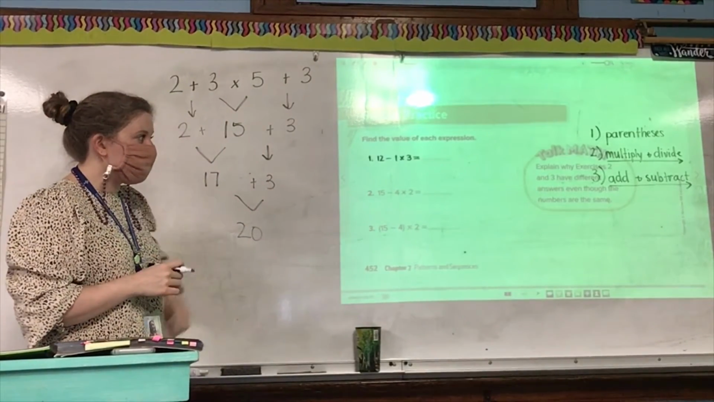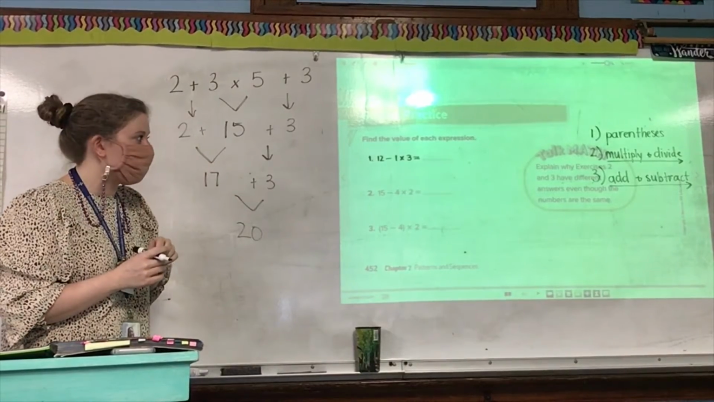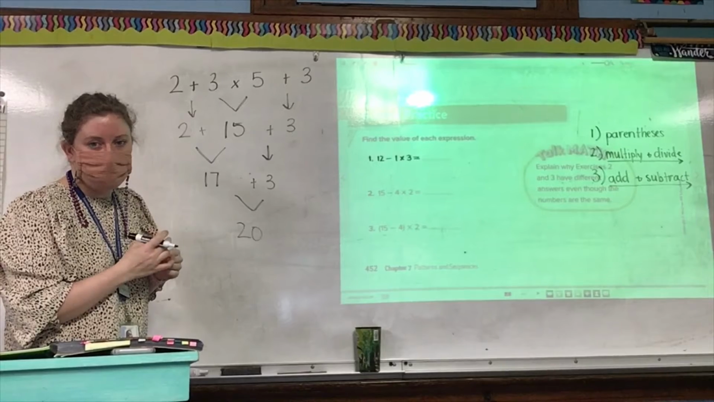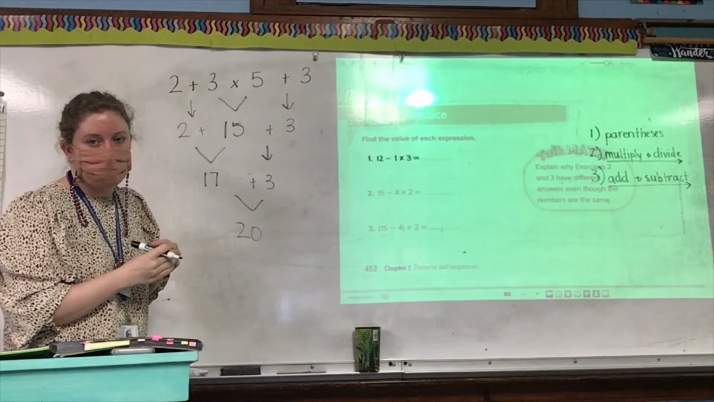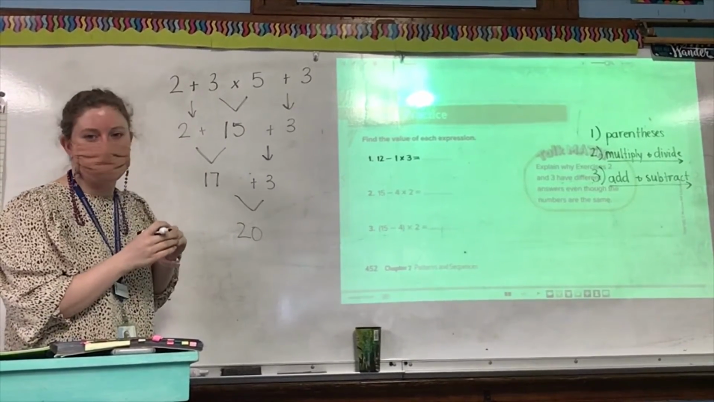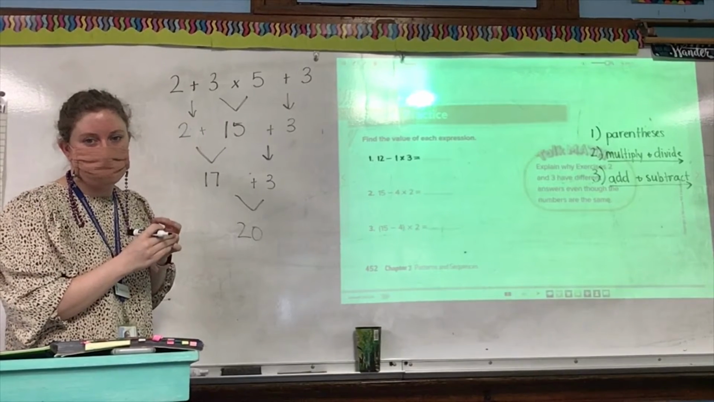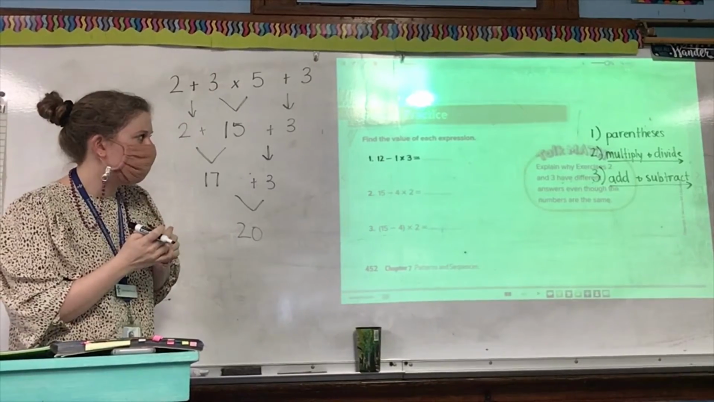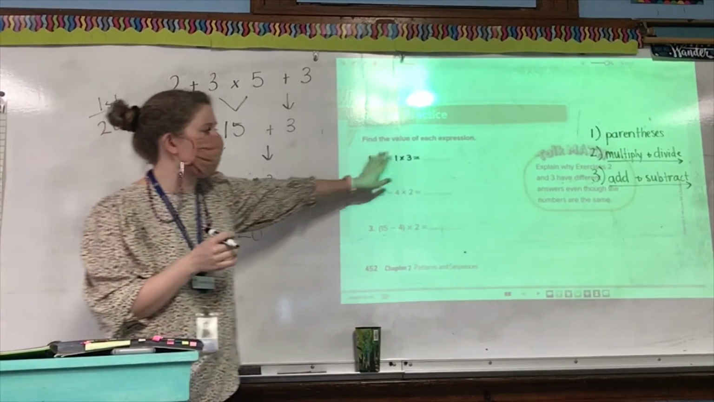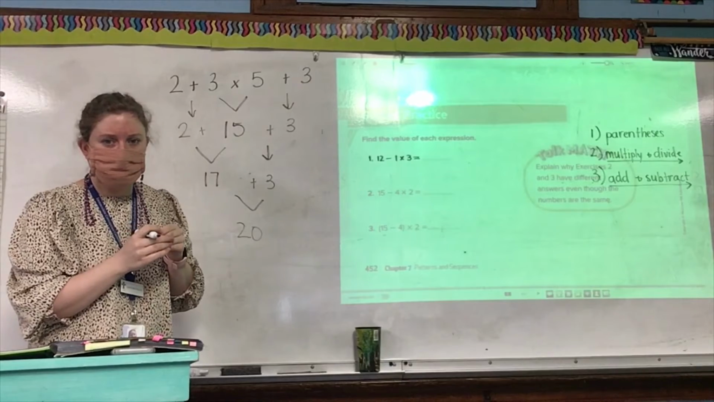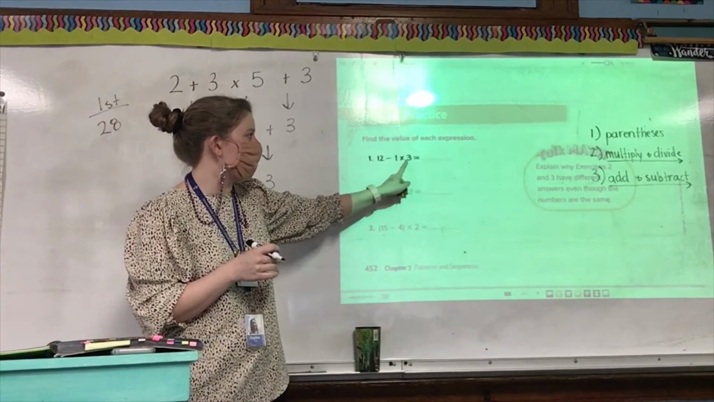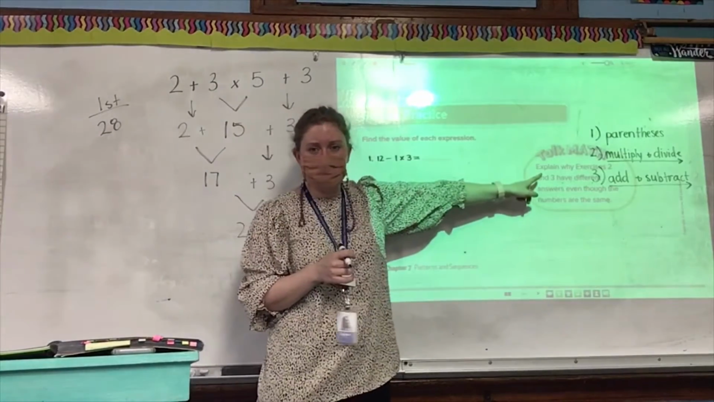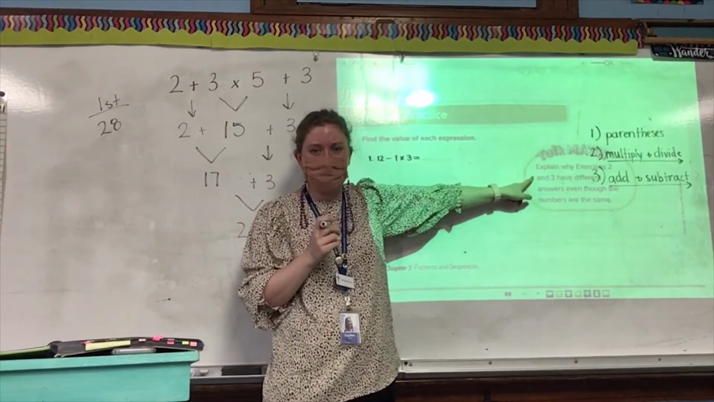Now, Mason, you said there was multiplication or division to do. So what do we do right now? Multiply. What do we multiply? 11 times 3. Why 11 times 3? I don't see 11. I see 12 minus 1 times 3. Can we do 12 minus 1 first, Mason? Look at your order of operations. Can we do 12 minus 1 first?